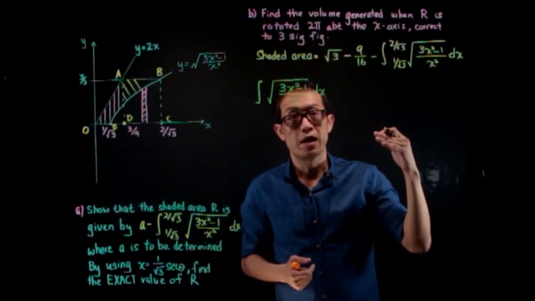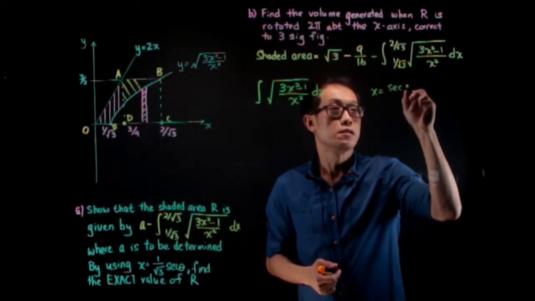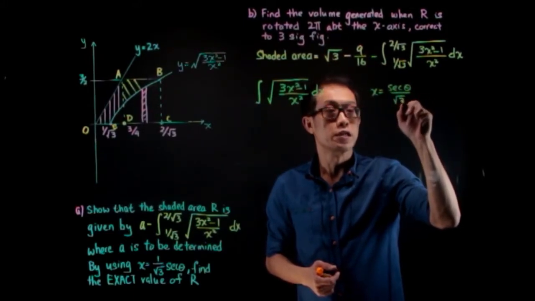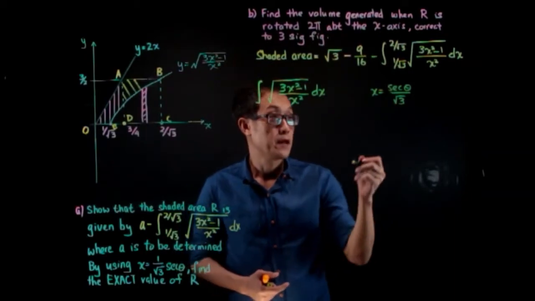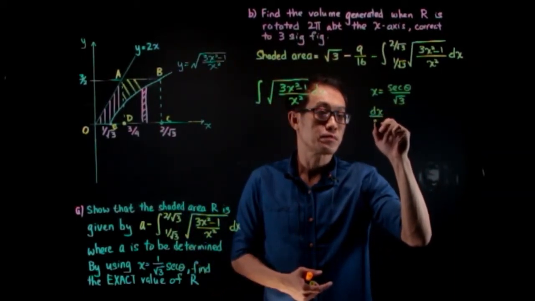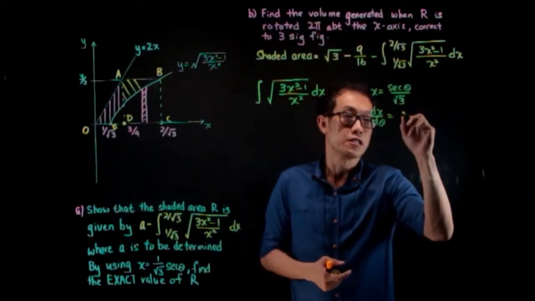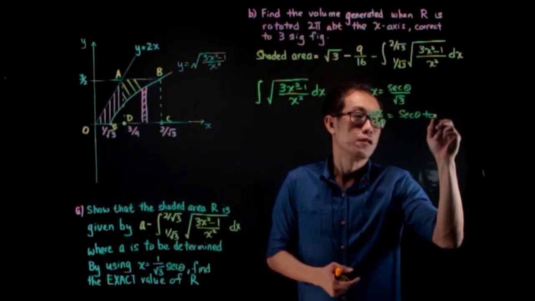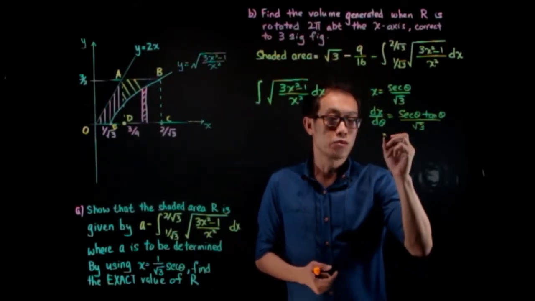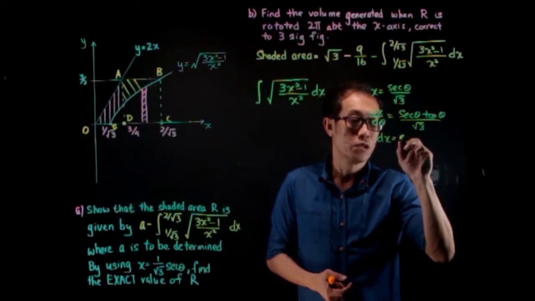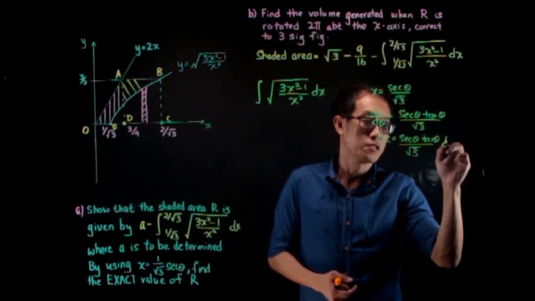Now, if I let x be equal to secant theta over root 3, as what the question has asked us to do, we find dx by d theta. Differentiating secant theta gives secant theta tangent theta, and you have over root 3 here. So dx will be equal to secant theta tangent theta over root 3 times d theta.